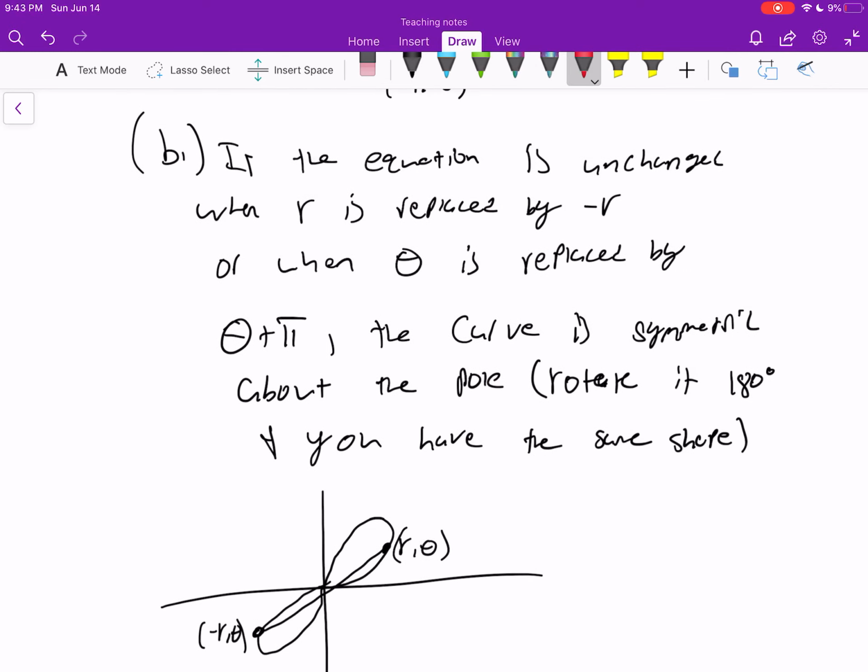So I say the curve is symmetric about the pole here. That's going to be the origin. That's what that means. So let me throw that in there just so I'm not confusing you. This is going to be the symmetry about the line y equals x. You can think about it in terms of Cartesian coordinates. We have that kind of symmetry.